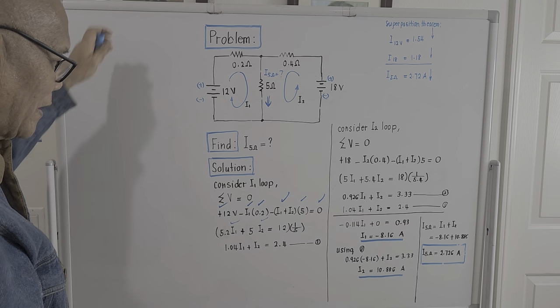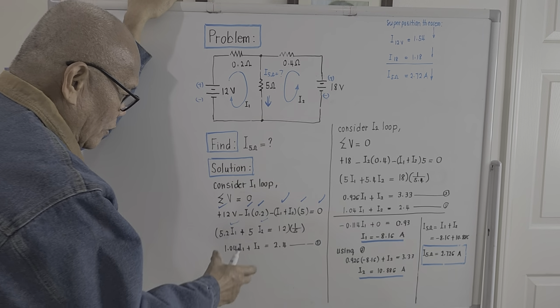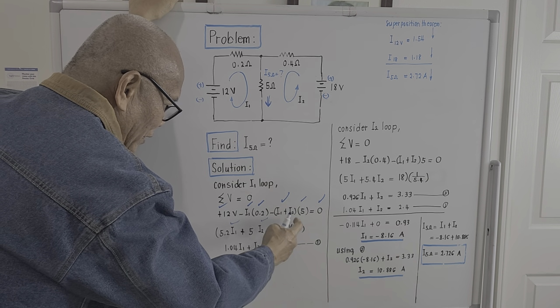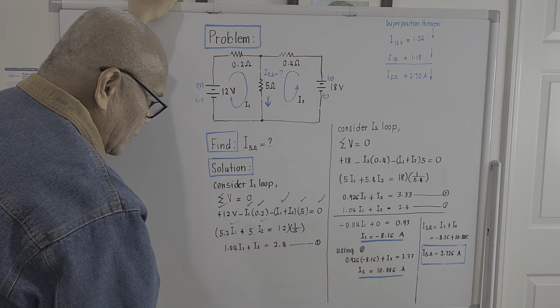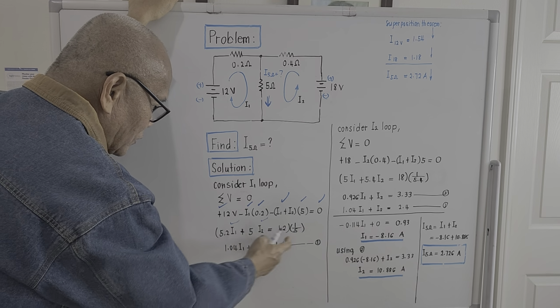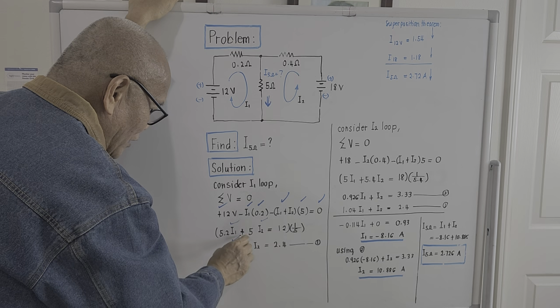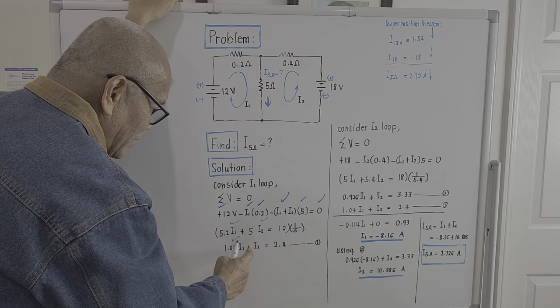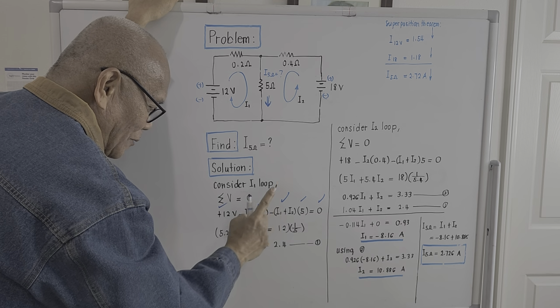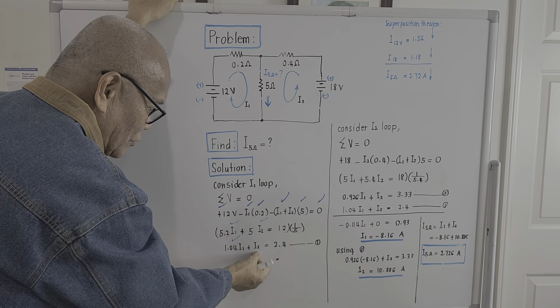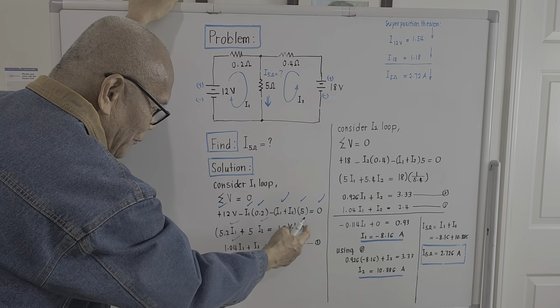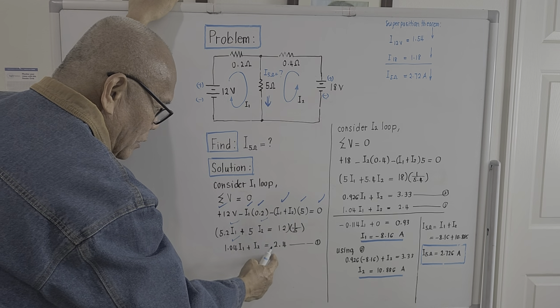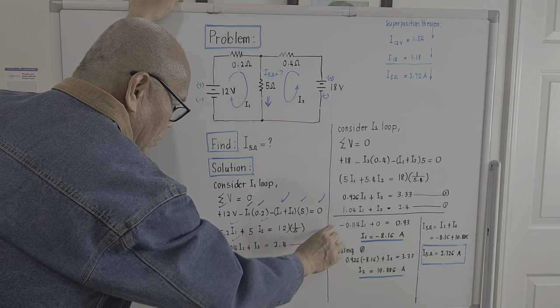And to simplify the resulting equation, we will multiply all the terms by 1 over 5. So 5.2 over 5 will be 1.04 I sub 1. And 5 over 5 will be 1. The coefficient of I sub 2 now will just be simply 1, or just simply I sub 2. And 12 over 5 will be 2.4. We call this equation number 1.